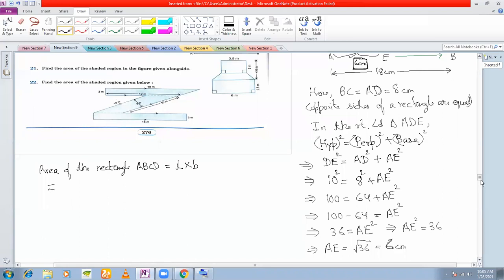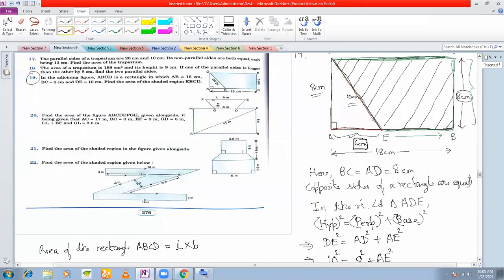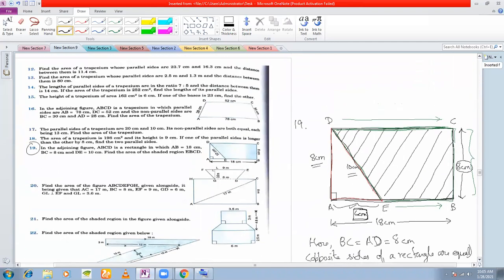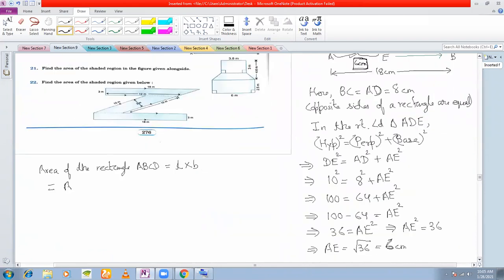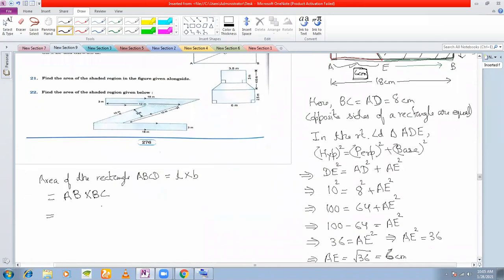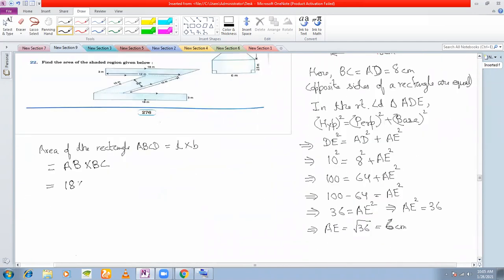And what is the length here? If you see, the length here is this AB, right? And the breadth here is this side BC. So you can write AB into BC. The lengths of AB and BC are given to you, 18 and 8. So multiply them together, 18 into 8, which is equal to 144 centimeter square.